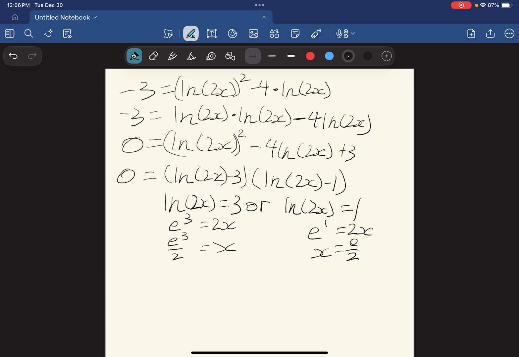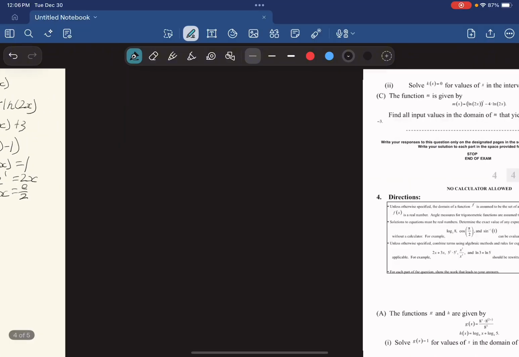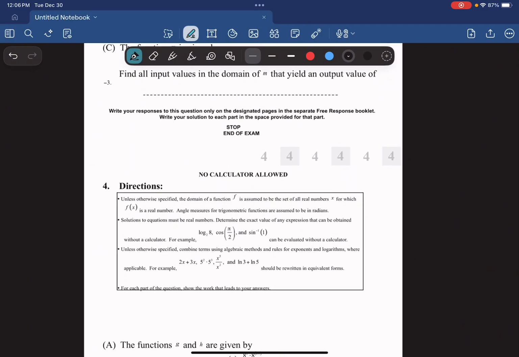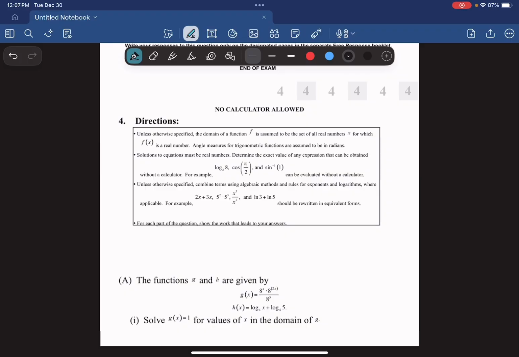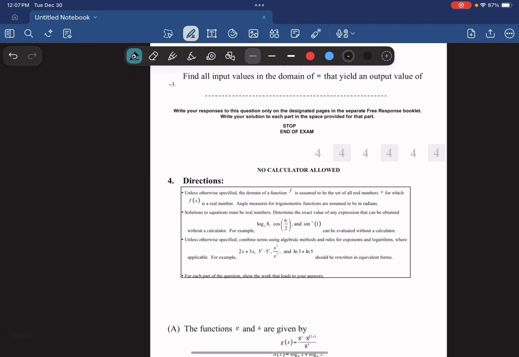Nice and simple. So all we really did there was make it a quadratic, and then just factor it out, and then just find it like a normal quadratic, right? So on to number 4. All right, number 4. Let's do this one pretty quickly because I want to go eat lunch.